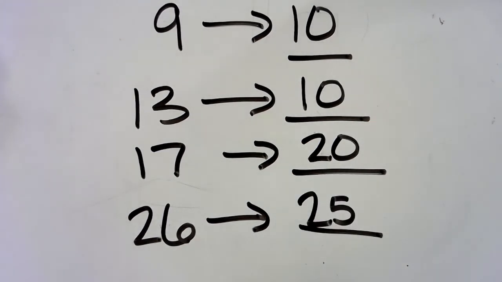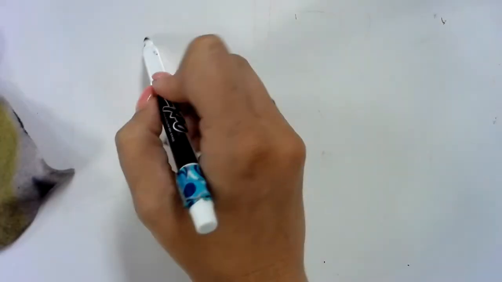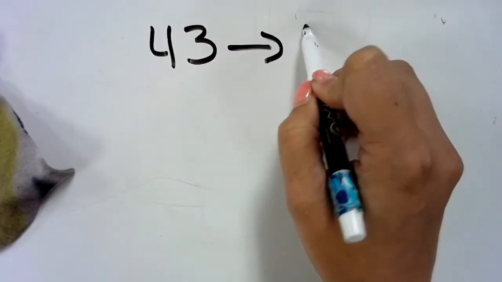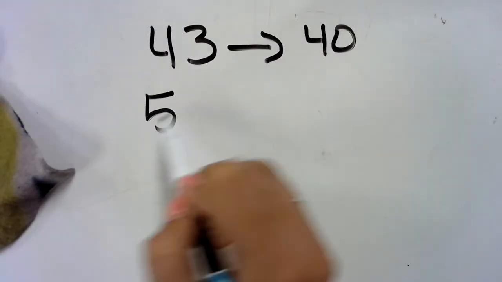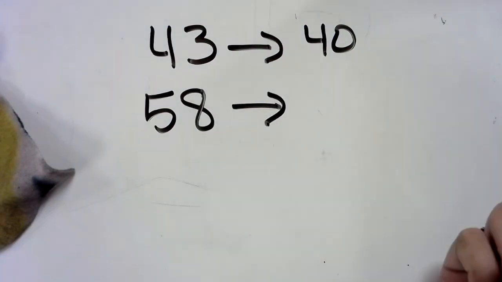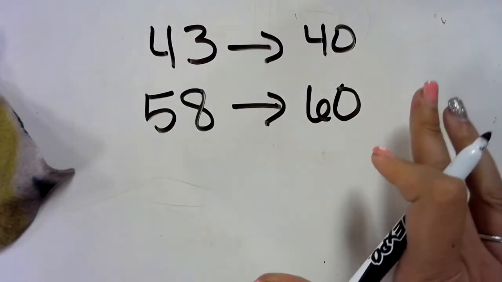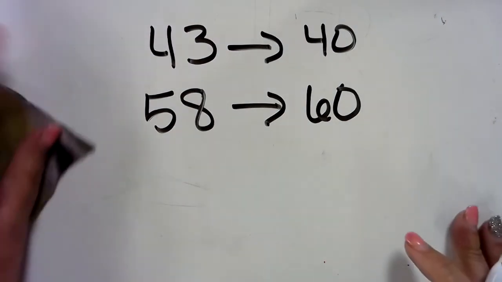Okay, and so on and so on. Let me get some bigger, higher numbers. So if I said 43, a good compatible number would probably be 40, right? Or if I said 58, a good compatible number there would probably be 60. Because I can do by 60s. I can count by 6s. Okay? Very good. All right.